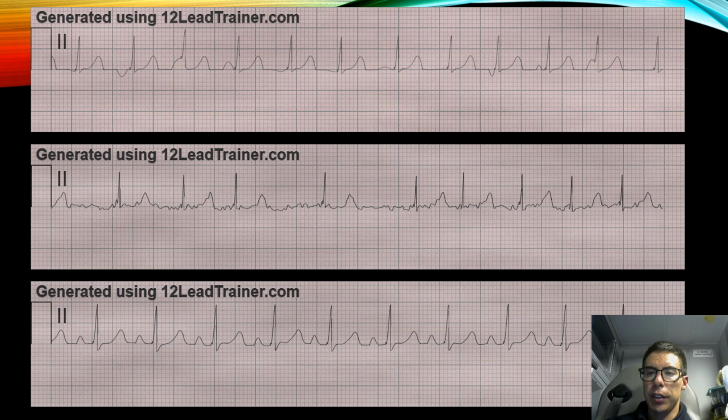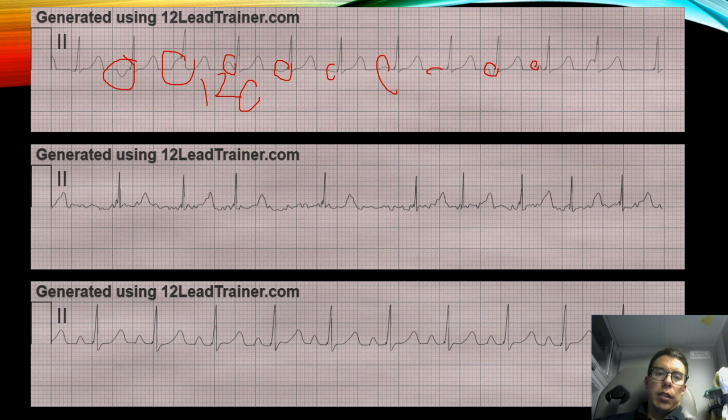Okay, this one is irregular. The rate would be about 12, so 120. We do have discernible P waves, although some are upright, some are not. They are not round, they are not symmetrical, and they are not monomorphic. So based on this, I can say that this is also a WAP, wandering atrial pacemaker.